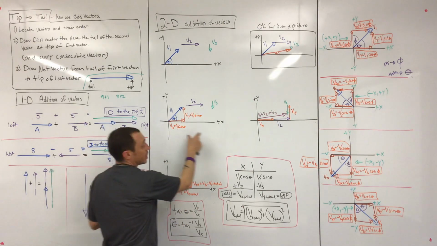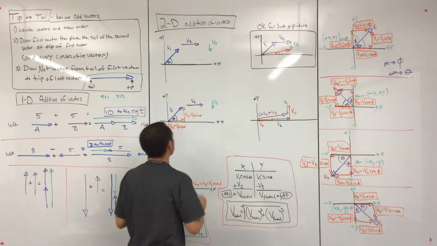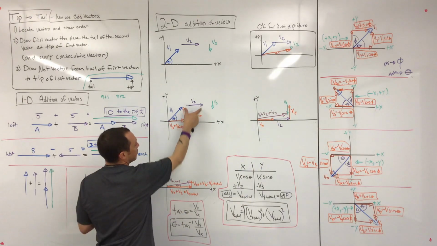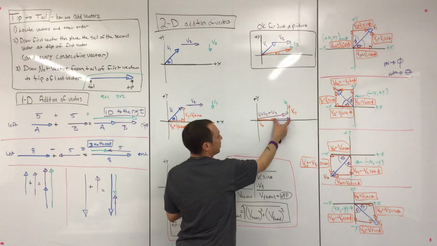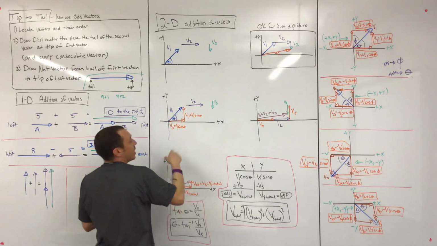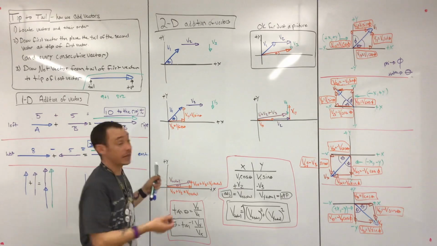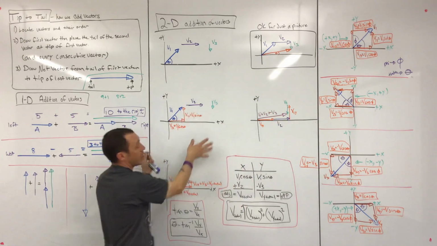So I need to draw v1x first, because we like to start with their x first. All right, so I draw v1x right there. Then I want to take the tail of v2 and draw it at the tip of v1, which I did right there. And then if there's no more x vectors, then we're done aligning the x. If there were, we'd do another one, but there's not.